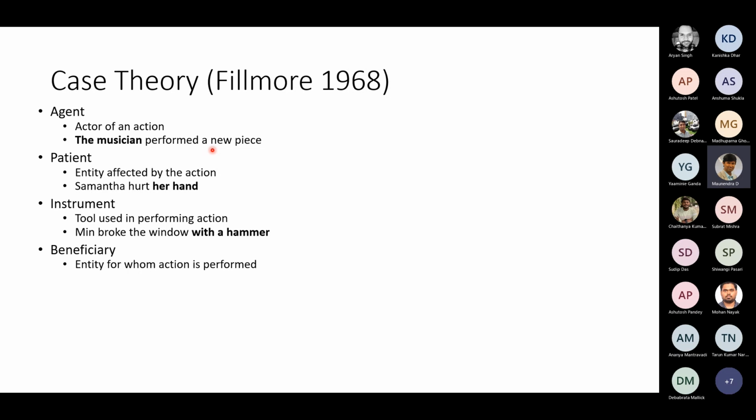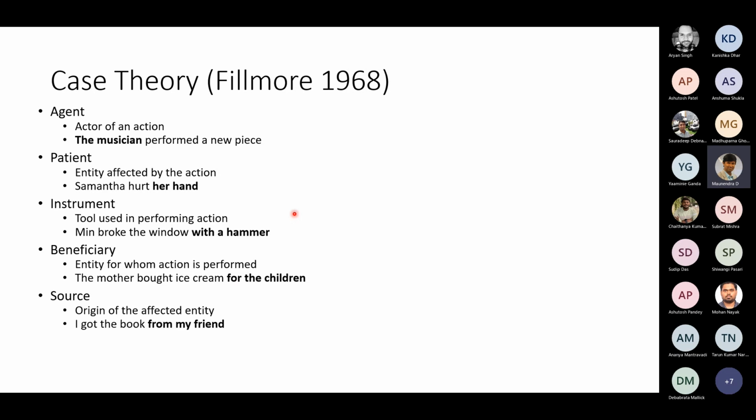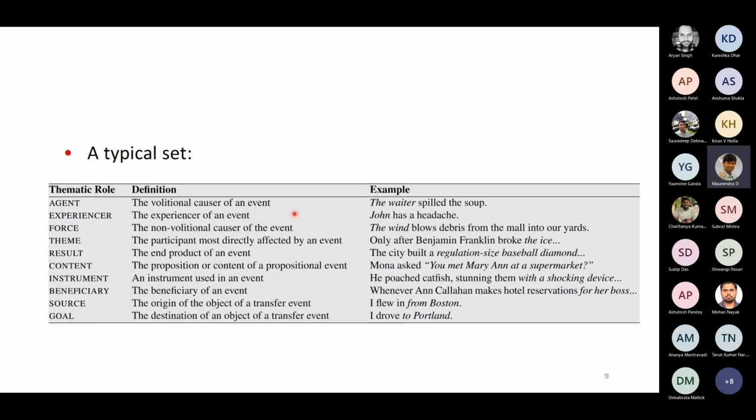Then there could be some beneficiary, the entity for whom the action is performed. So, mother bought ice cream for the children. This is the Chaturthi Vibhakti. Then source, which is the origin of the affected entity. I got the book from my friend. So the source becomes another role, the destination becomes another role, and so on.